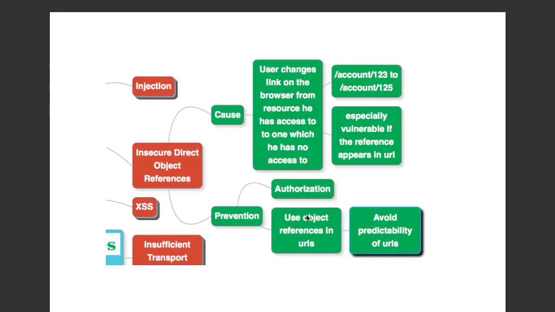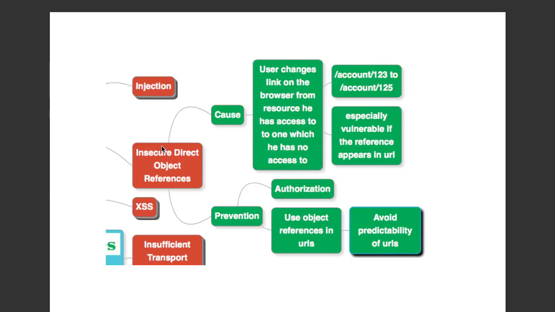The other important thing is to stop using direct IDs like 1, 2, 3 inside the URLs. Use some kind of an object reference. Do not use readable IDs. Do not use things like 123, 125, 127. Try and use something obscure so that it's very difficult to predict the URL. It's very difficult to predict the URL of another account.